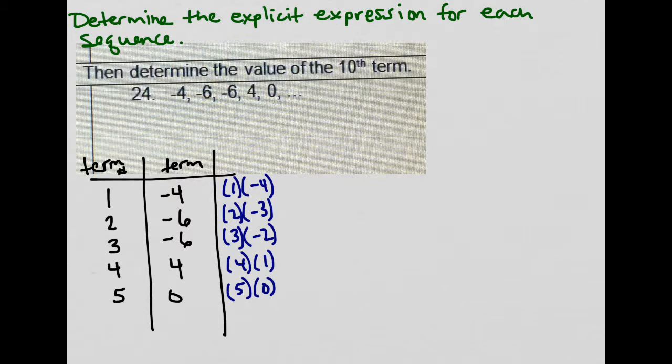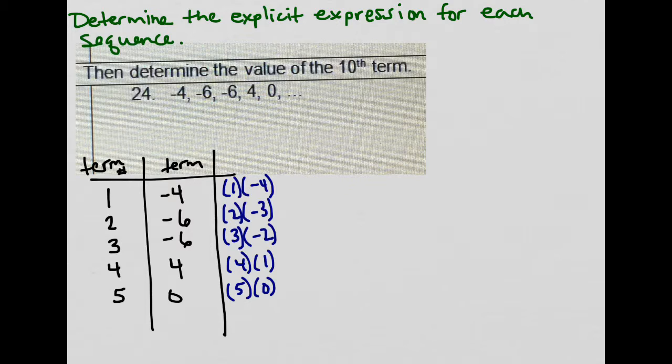So you see what I'm looking at here is that 1 is my original term, so that's what I want to be here, right? And then I just want to think of what number I need to multiply this first term by. My 1 times what will give me -4. So 2 times -3 will give me -6.